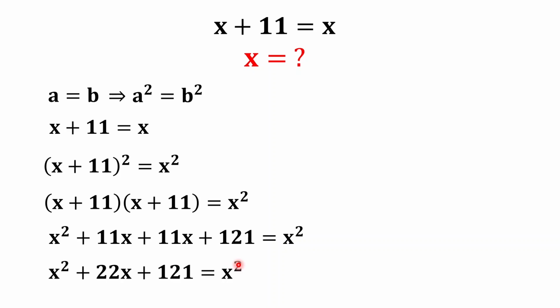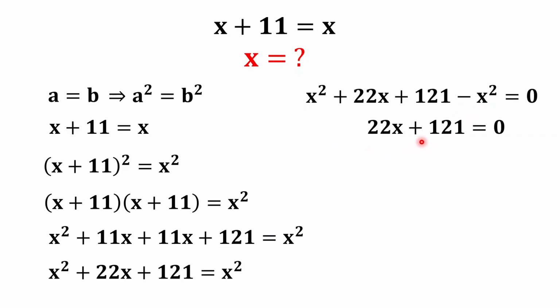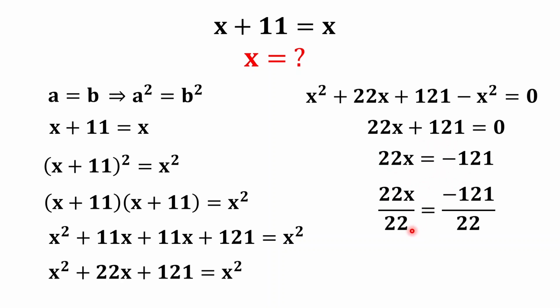Let's take x squared on the left side. Now, x squared cancels out with negative x squared, and we're left with 22x plus 121. Now take 121 on the right side. To solve this, let's divide both sides by 22. On the left side, 22 cancels out with 22 and we're left with x. On the right side, dividing 22 by 11, we get 2, and dividing 121 by 11, we get 11. Now that is our answer for this tricky and funny math question.